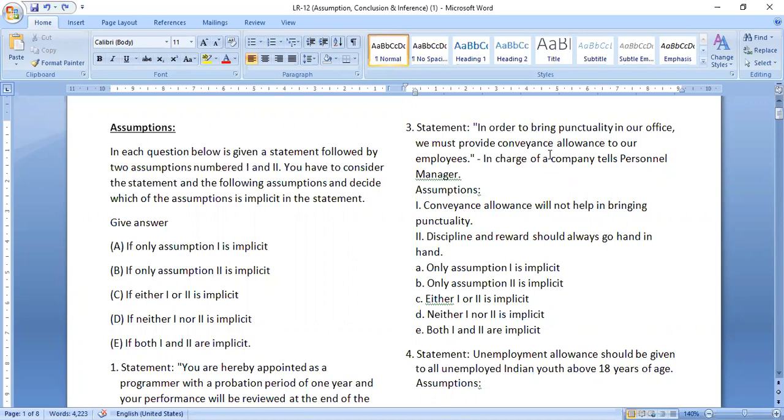So the statement here is that if you want to hold your employees accountable for punctuality, then you must provide allowance. If you don't, then you can't. So if I give you 100 rupees, like you said, and if you still come late, then I can ask you what's wrong with you, why are you coming late? But if I don't give you 100 rupees, then I can't ask you. I think that's what this statement means.